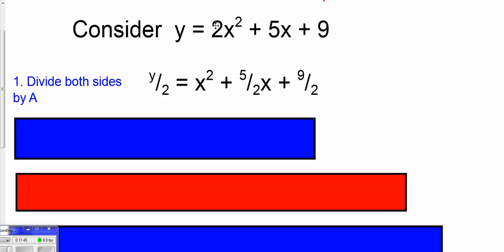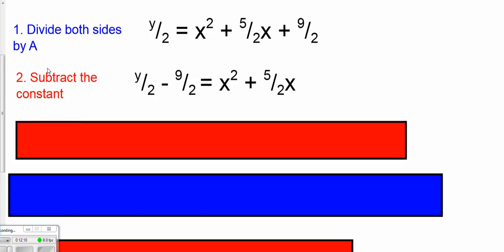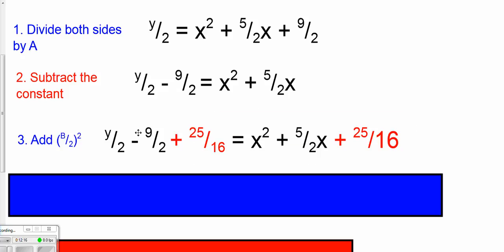Our a value is 2, so we need to get rid of that 2. So this side is divided by 2. All three of these terms are divided by 2. That way, this is now just a regular x squared. Remember, in the visual, I can make a square out of an x by x. So, now that we have this piece just as an x squared, I go through all of the same steps. Subtract the constant. So I move this 9/2 over to this side.